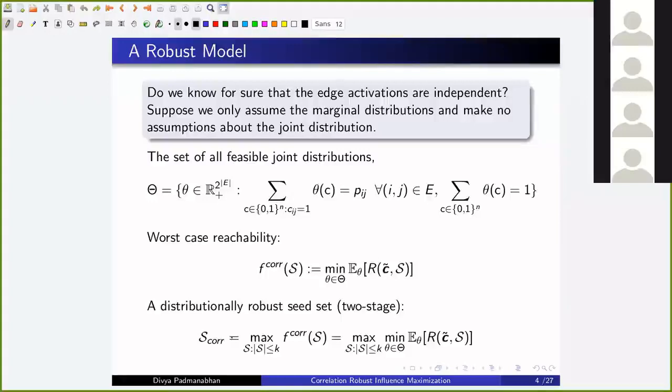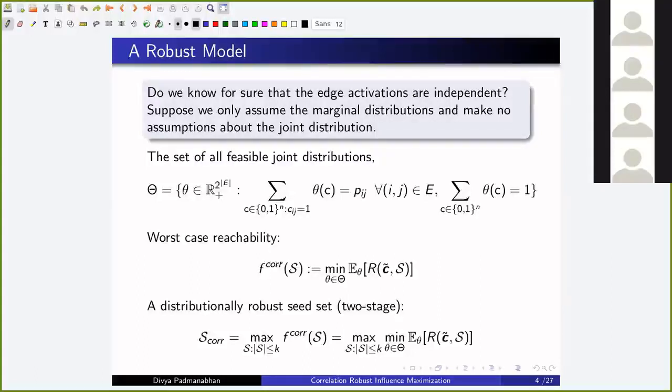And can you do something to improve the worst case reachability? So what is a seed set which maximizes the worst case reachability? That is a distributionally robust seed set. So you can see that there is a two-stage problem here. There's a max problem and there is a min problem as well, right? What I will refer to throughout this talk as the second stage problem is the min problem, the min expectation. And the first stage is the max problem.